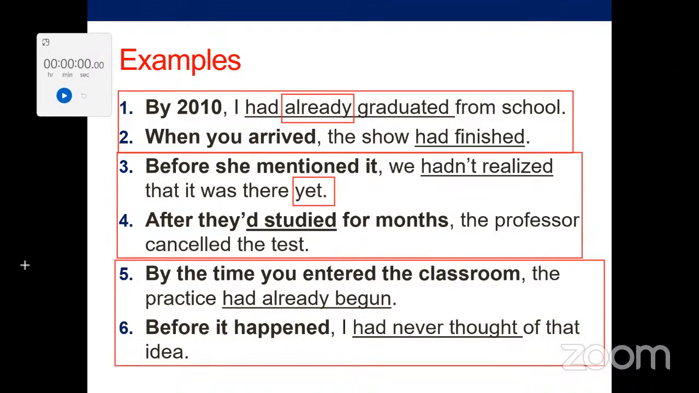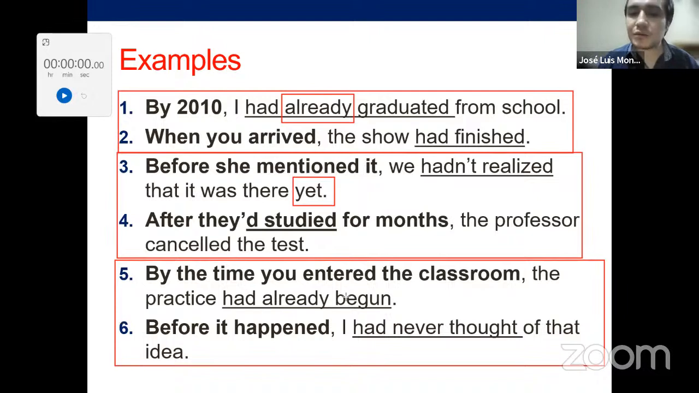All right. By the time you entered the classroom, the practice had already begun. Before it happened, I had never thought of that idea. Thank you very much. And here we're taking a look at the word never, right? Entered. So you entered a place, and by the time it happened, the practice had already begun. So here we're using one more time already in affirmative ideas, and we use never in affirmative sentences, but with a negative meaning, right? Before it happened, I had never thought of that idea. Or you can say, I hadn't thought of that idea. It's the same, but never is stronger.